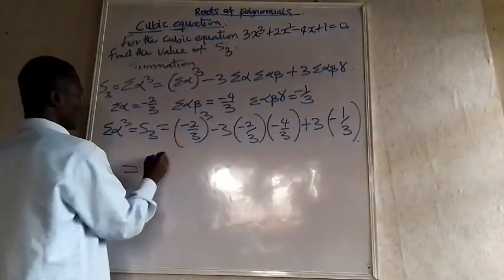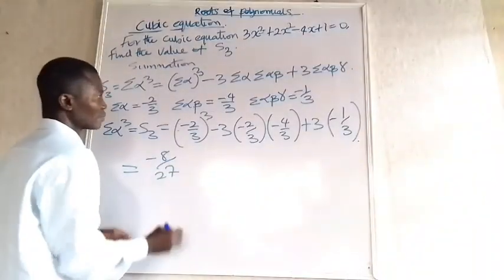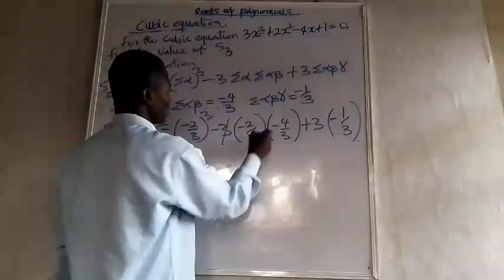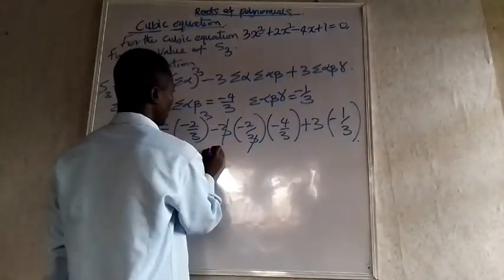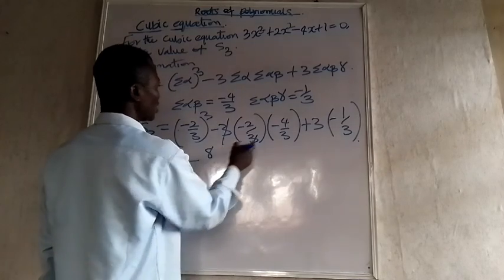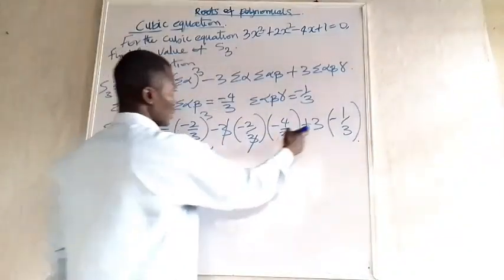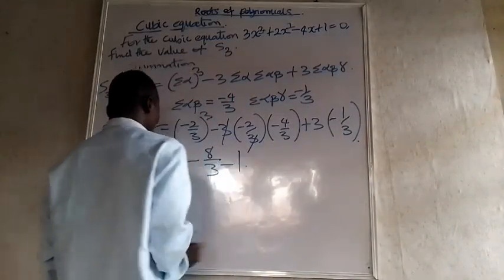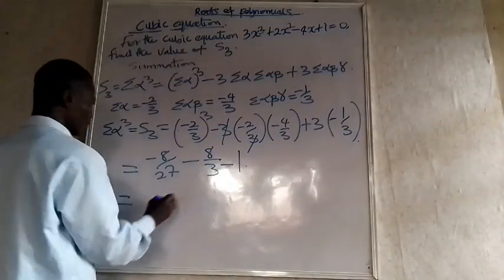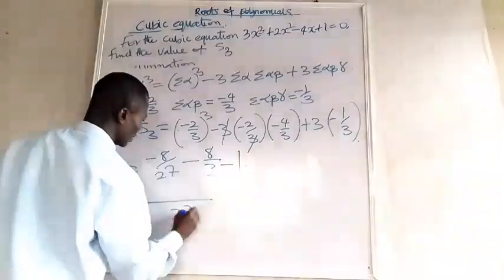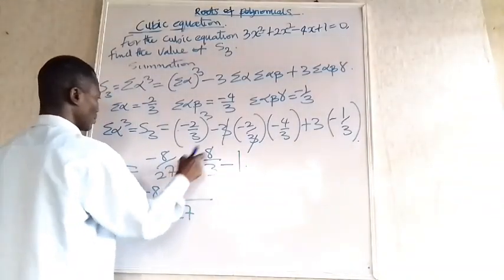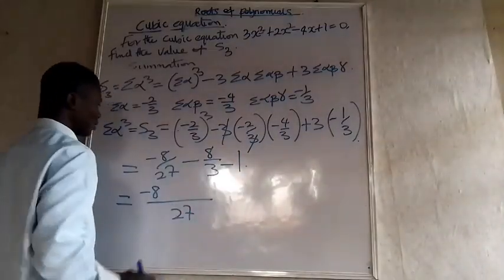So this is going to be minus 8 over 27. This one cancels this. Minus 8 over 3. This one is minus 1. Let's do something. The LCM is 27. Minus 8. 8 times 9, 72.